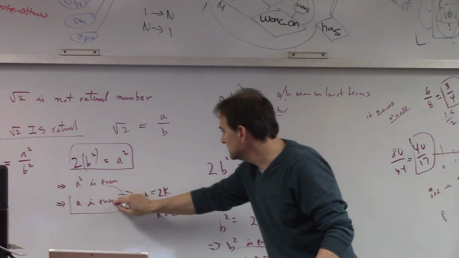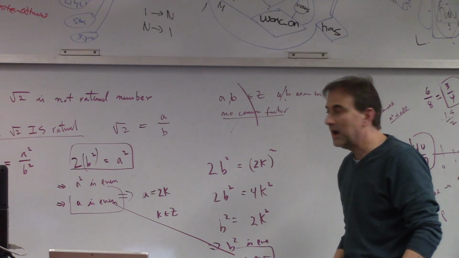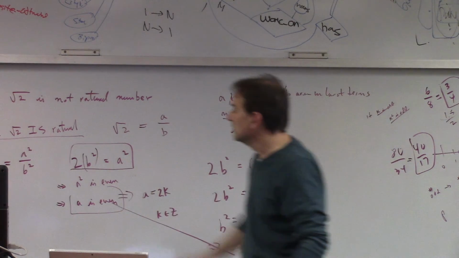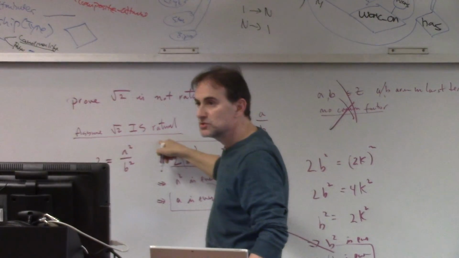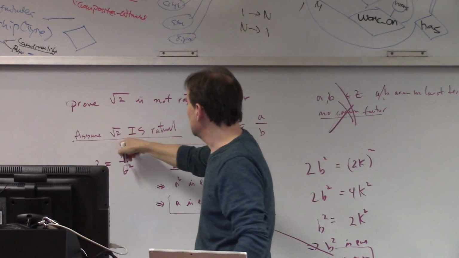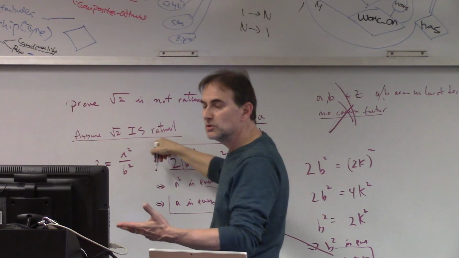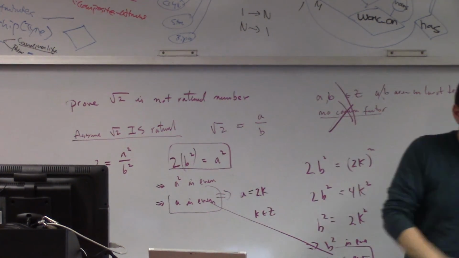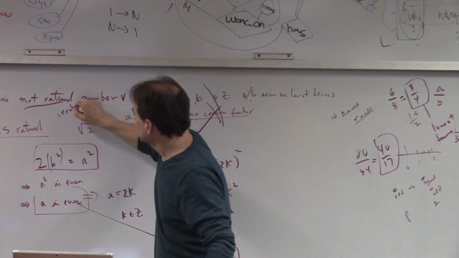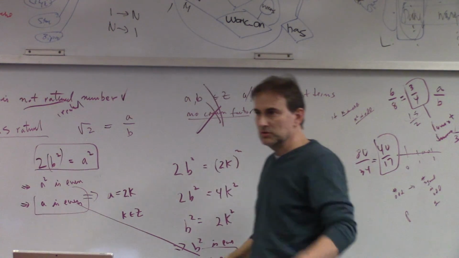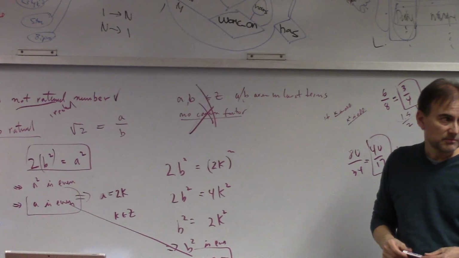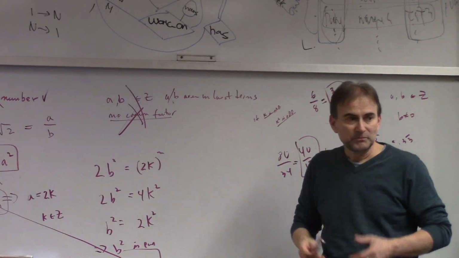So therefore, since a is even and b is even, that shows that they have a factor in common, that shows I cannot put them into lowest terms. And that contradicts the assumption that square root of 2 is rational. Therefore, radical 2 is not rational, and not rational is irrational. Numbers that are not rational are irrational. That means they cannot be expressed as a ratio of integers. Get it? So that's contradiction.